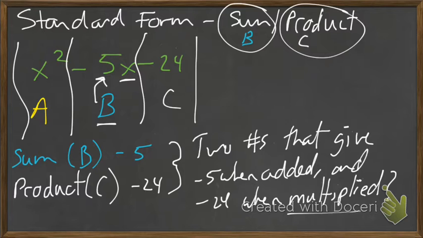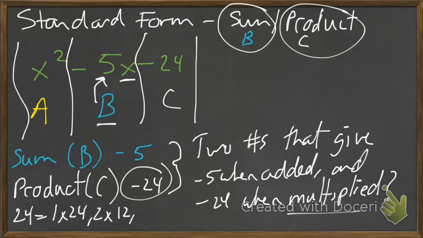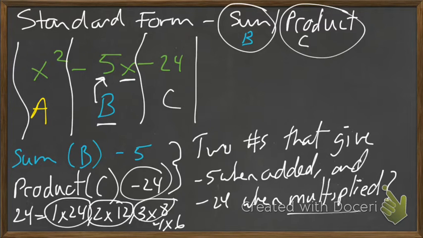Okay. The way I approach this, I look at my product. I look at the factors of those products. So 24 can equal 1 multiplied by 24, 2 multiplied by 12, 3 multiplied by 8, and 4 multiplied by 6. Which one of these, if I were to add them together, gives me 5? Add or subtract, and I have negative 5, so there might be some manipulation going on there. 1 and 24, that can't be it. 2 and 12, no way. 4 and 6, no. So it's got to be 3 and 8.